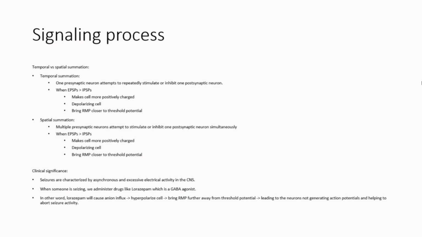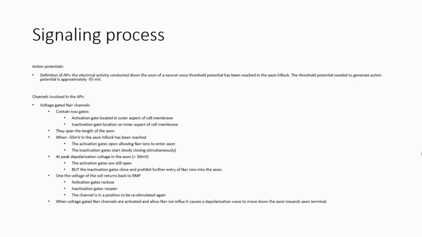And just very short clinical significance, some patients have seizures. This is non-synchronizing and excessive electrical activity in the CNS. When someone is having a seizure, we can give them IV a group of medication called benzodiazepines. One of them is lorazepam, which is a GABA agonist. This lorazepam will cause an anion influx. This will hyperpolarize the cell, bring it further away from the threshold potential. This will help us to abort this seizure.